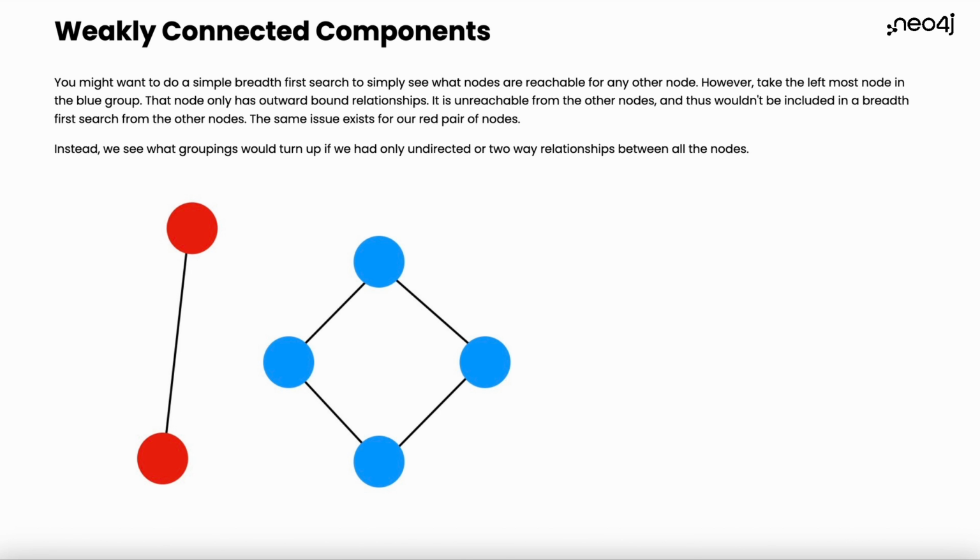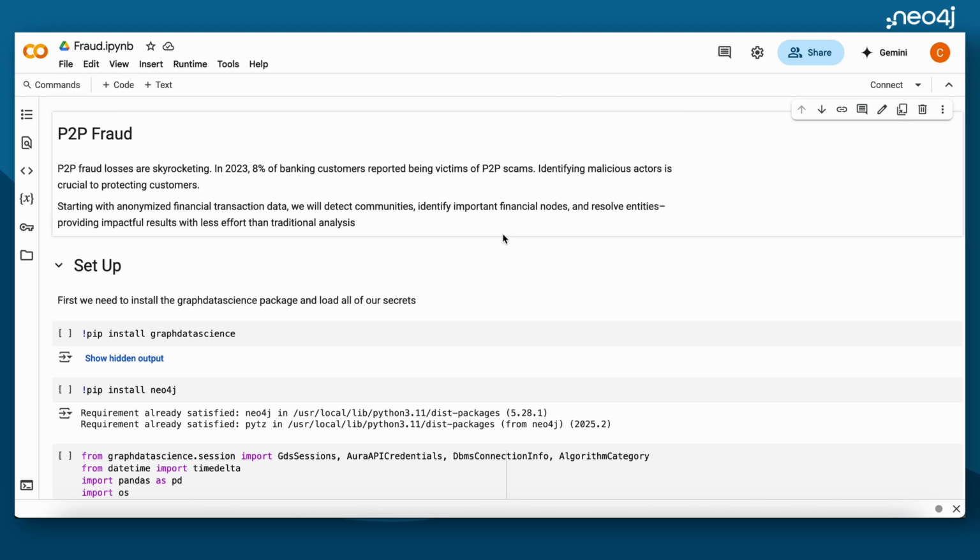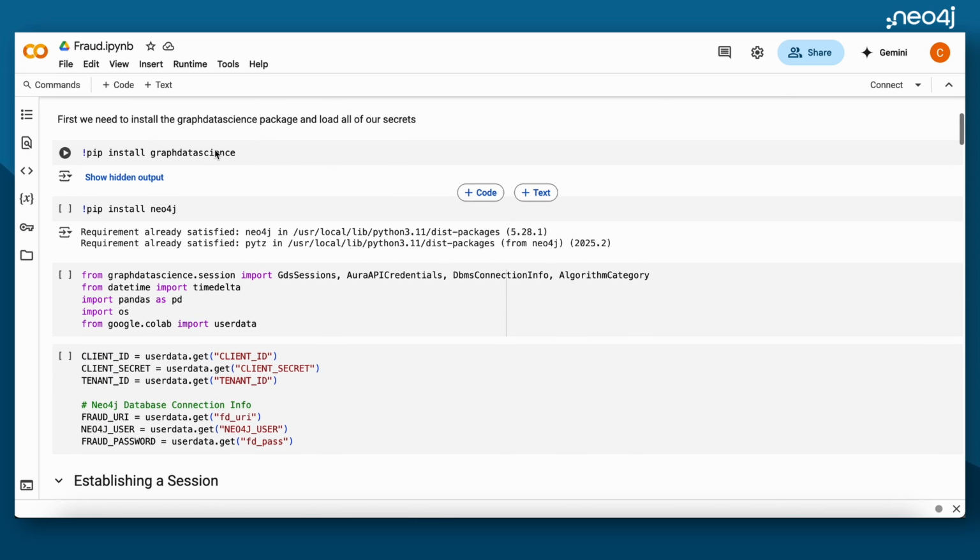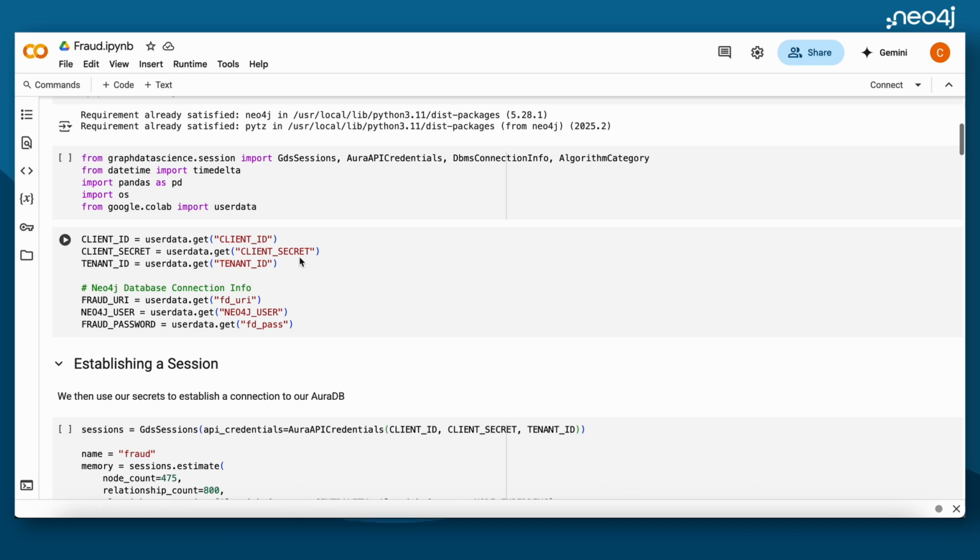So with that, we're going to jump into the notebook. The first thing you're going to have to do is install the Graph Data Science package. This is all going to be in a Colab notebook. You're going to have to install Neo4j, and you're going to take your client ID and secret from AuraDB, as well as the tenant from your Aura account rather than AuraDB, and then you're going to give your AuraDB login information here.